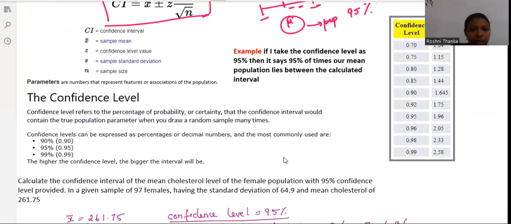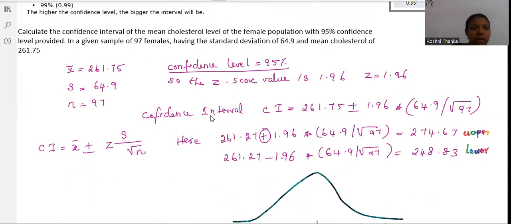So let us take an example and demonstrate it. We want to calculate the cholesterol level of females. That is the problem. If I want to find it for all the people across the country, it is very difficult. So I'm going to take a sample. I'm going to take 97 females, and the standard deviation is also given in the question, and the mean also. 261.75 is the mean, and the confidence level taken is 95%, which means 95% of the time, I can ensure that the population mean will be ranging within the lower limit and the upper limit when I take different samples also.